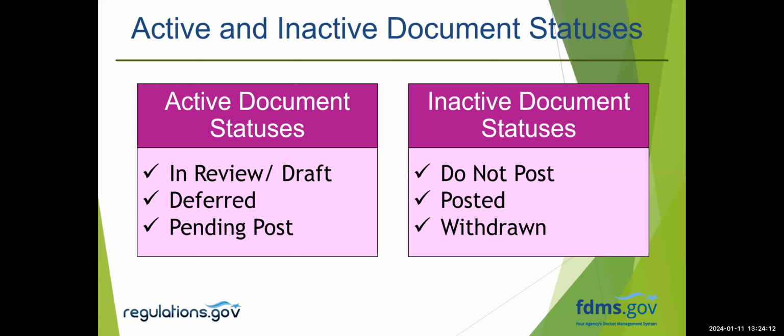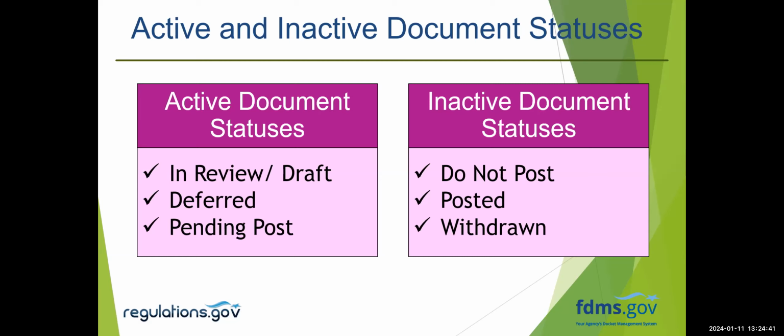All right. So most of you are probably familiar with the basic default document statuses, some of which are listed here, such as in review, draft, deferred, pending post, do not post, posted, and withdrawn. There are some others I know I've seen. For example, I've seen redacted as a status. I've seen pre-FDMS as a status, and those are active statuses, as well as in review, draft, deferred, and pending post.